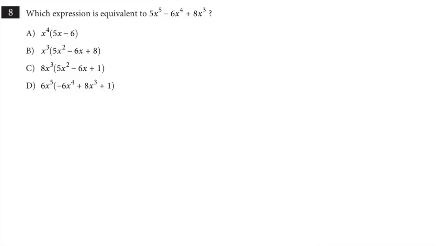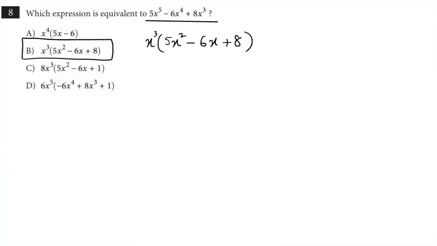Question 8. Which expression is equivalent to this? You can see each of the options in the answers is factorized. So let's see how you can factorize this. So I can factor out the x cubed. This will give me 5x squared minus 6x plus 8. So let's see which one is the correct answer. So B will be the correct answer.